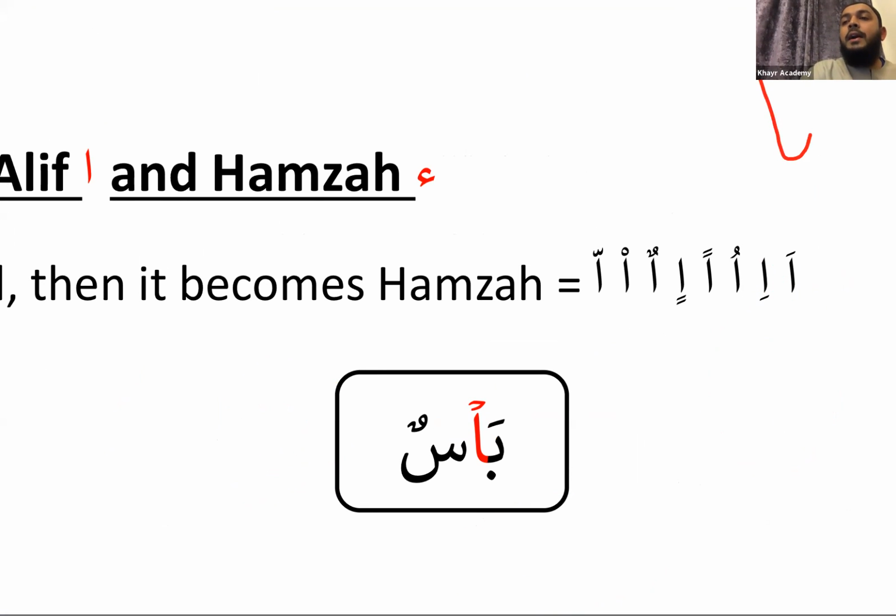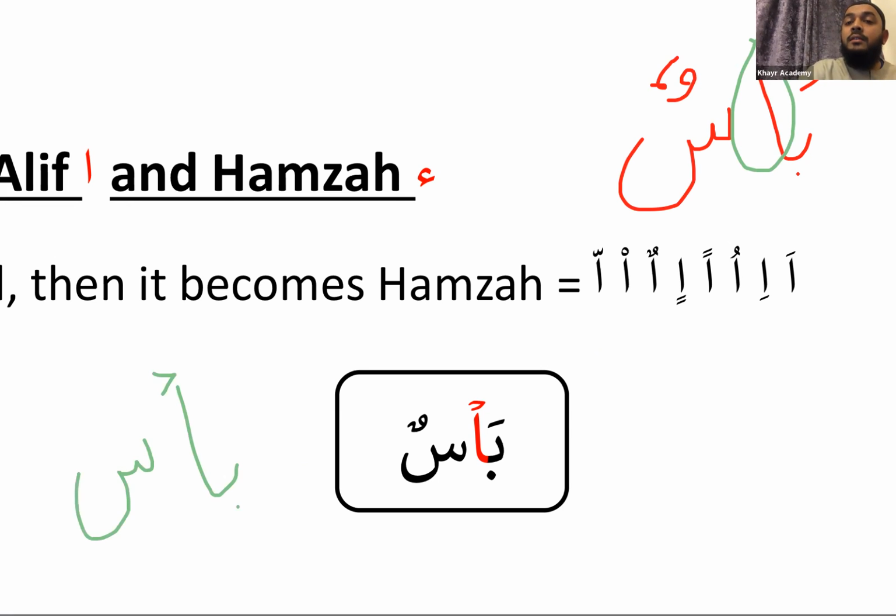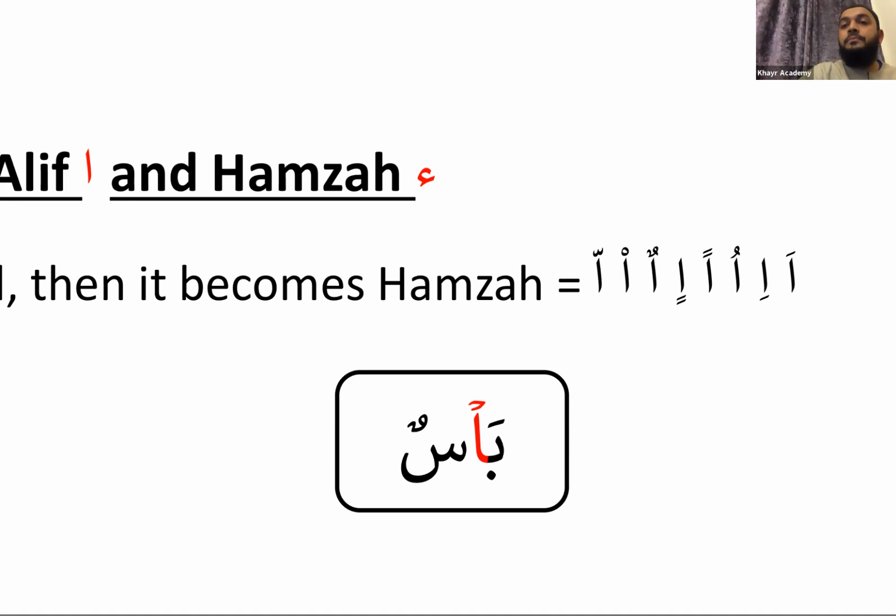If it was ba alif and sin damma sun, basun, then I don't read this alif because it doesn't have anything, it's silent. I read ba alif fatha ba, I make it long and I say sun. But as soon as the alif has something, now it's in use. It's not useless anymore. I don't say ba, I say ba'sun. Is that clear? The difference between alif and hamza?